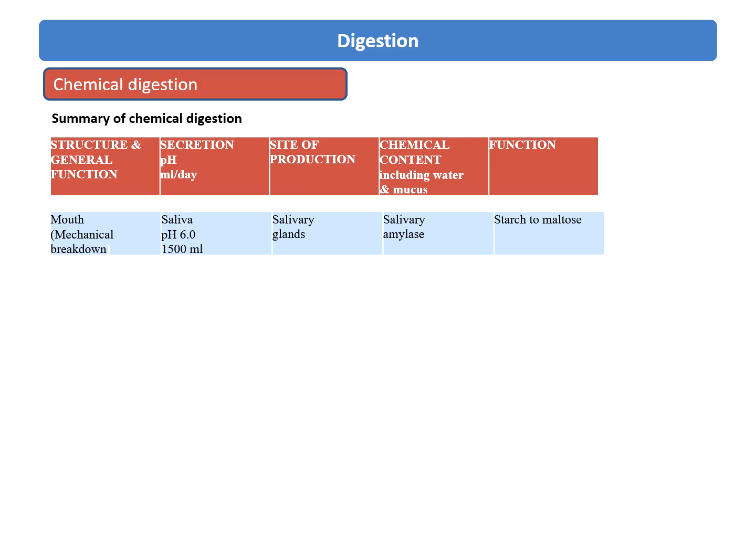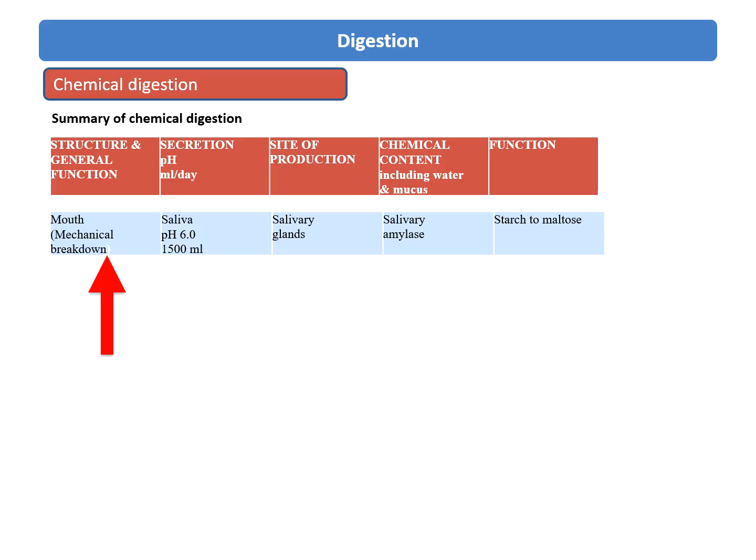This table will summarize chemical digestion. It's divided into 5 columns. First, it lists the structure and the general function of that structure. The second lists the secretions that are found within that structure, the pH of those secretions, and approximately the milliliters per day that are produced. The site of production is listed in the 3rd column. The 4th column shows the chemical content of the secretions. Now, they all include water and mucus, which won't be repeated. The functions are listed in the 5th column.